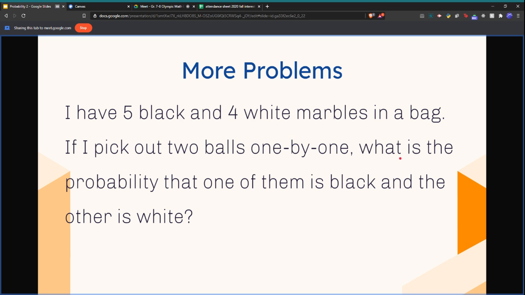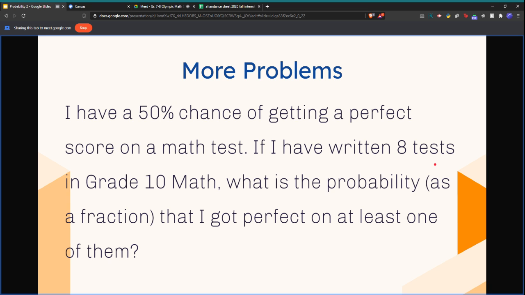Okay, let's look at our next problem. Right here. I have a 50% chance of getting a perfect score on a math test. If I have written 8 tests in grade 10 math, what is the probability as a fraction that I got perfect on at least one of the tests? Give you guys a minute to think about this. And then here's a hint for you guys. Try to find the probability that I don't get perfect on any of the tests. That should be easier to figure out.